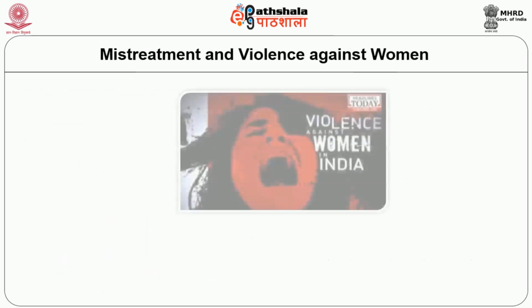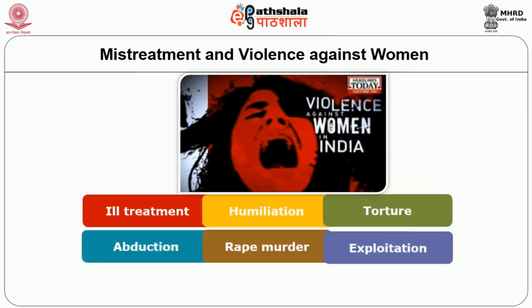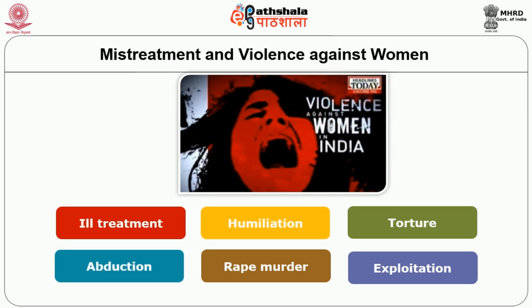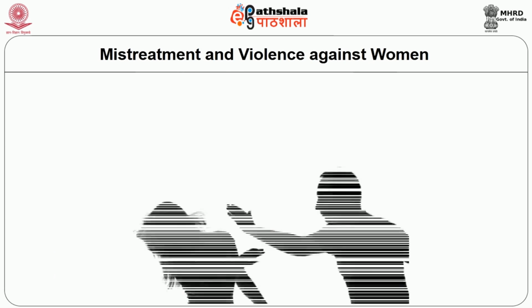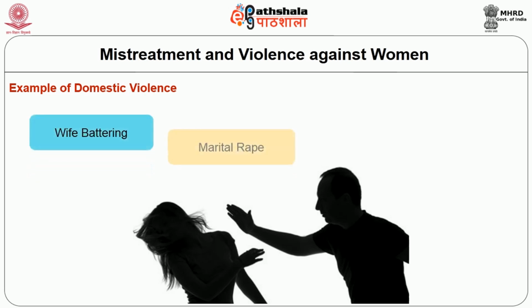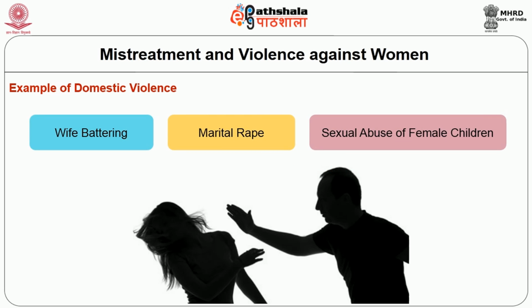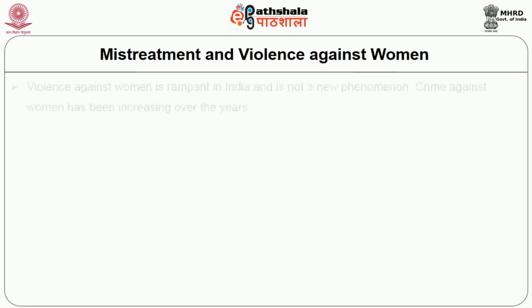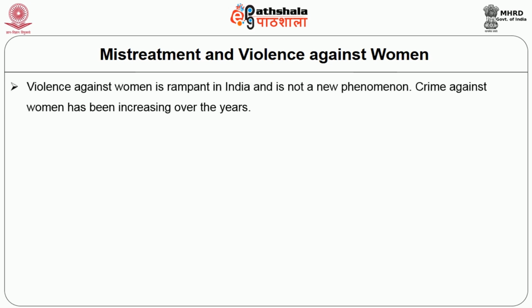Now let's look at the mistreatment and violence against women. Women have been victims of ill treatment, humiliation, torture, abduction, rape, murder and exploitation. Violence happens both within and outside the family. Thousands of women are battered at home and several are killed over dowry matters. Wife battery, marital rape, sexual abuse of female children are a few examples of domestic violence. Violence against women is rampant in India and is not a new phenomenon. Crime against women has been increasing over the years.